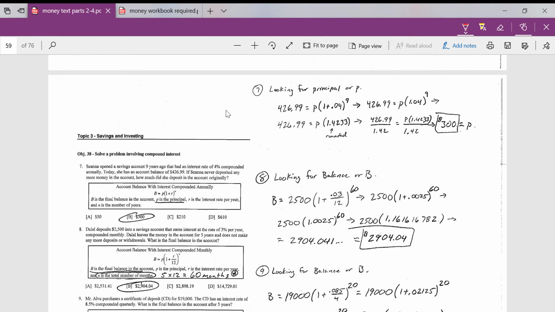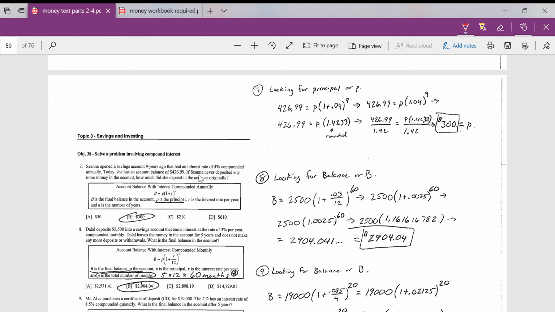So I will go through and let's talk about these and learn how to use this formula. So number 7, Sienna opened a savings account 9 years ago. They had an interest rate of 4%, compounded annually. Today, she had an account balance of $426.99. So that's not how much she earned, that's what the balance is.